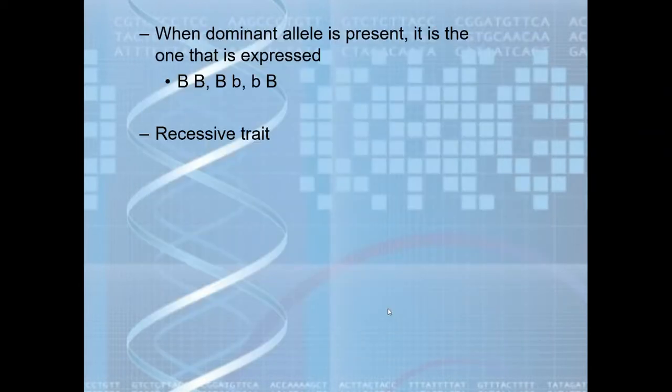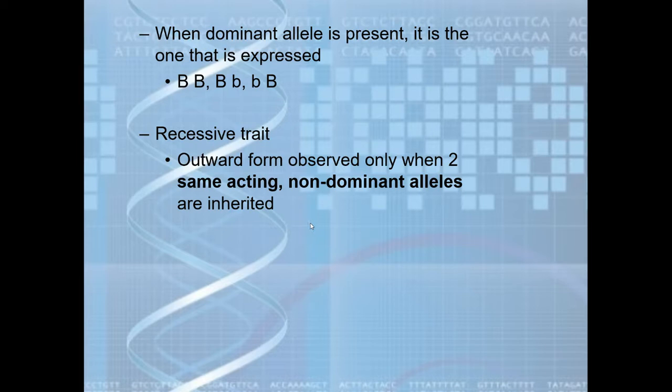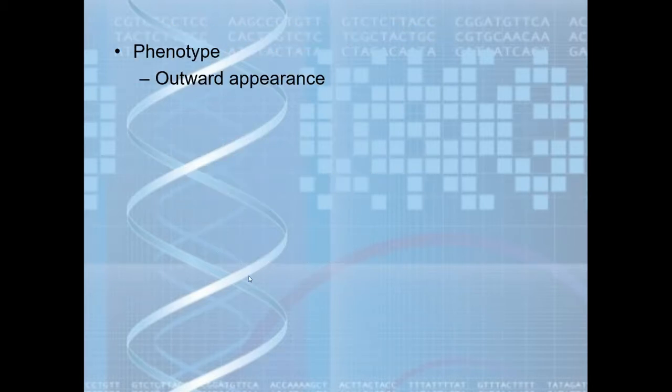When a dominant allele is present, it is the one that is being expressed. In this case, as long as you have the uppercase letter B, then the color of the mouse will be black. A recessive trait is the outward form observed only when two of the same non-dominant alleles are inherited. So you will have a lower chance of having that trait expressed, like the white coat color. Let's go now to the phenotype.